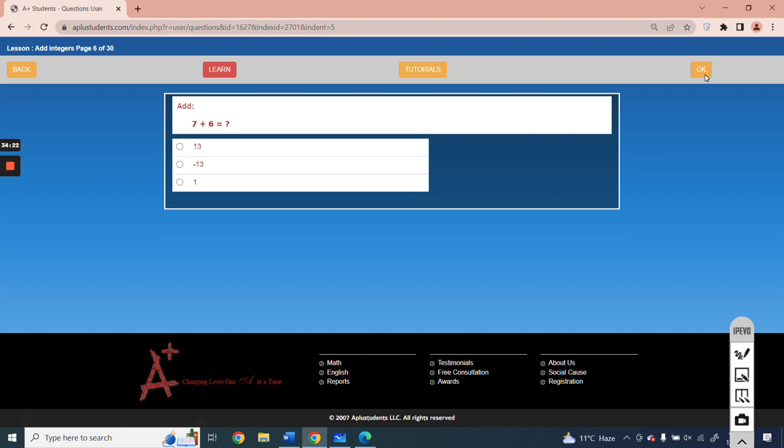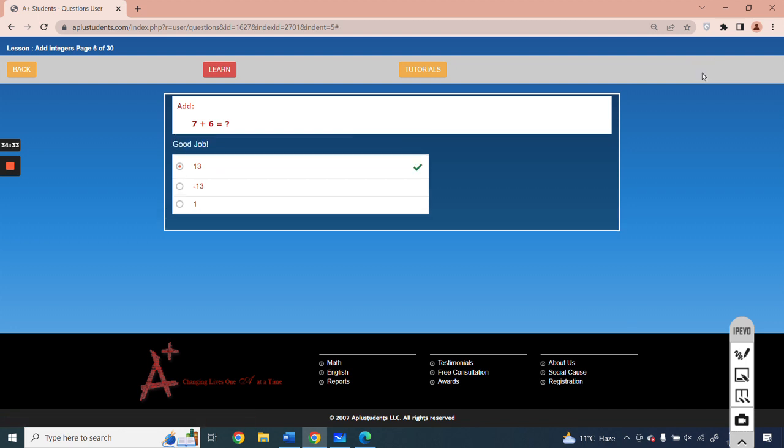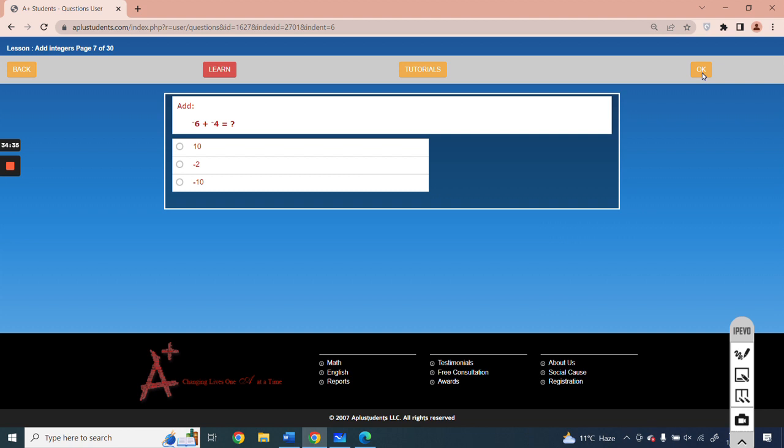Okay, the next one is 7 plus 6 is, yes, it is 13. 7 plus 6 is 13. Just select the correct option and click on the OK button. Okay, -6 plus -4. You have to add both the numbers with a negative sign, so it would be -10. Got it? Just select the correct option and click on the OK button.